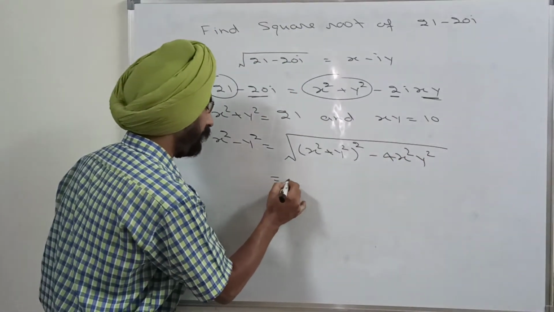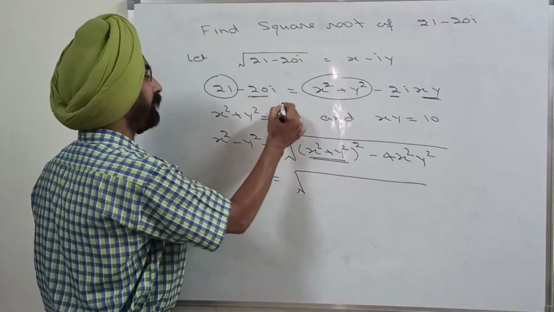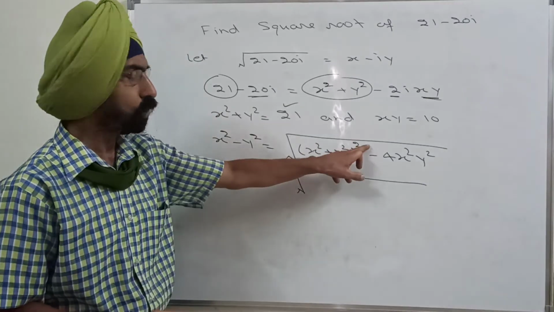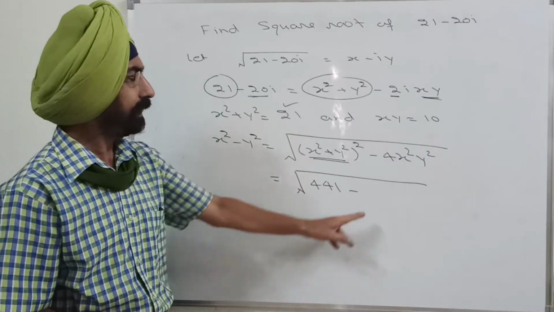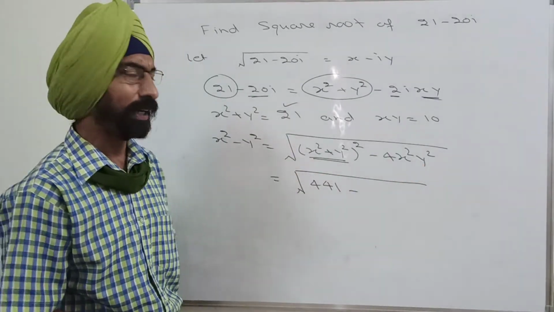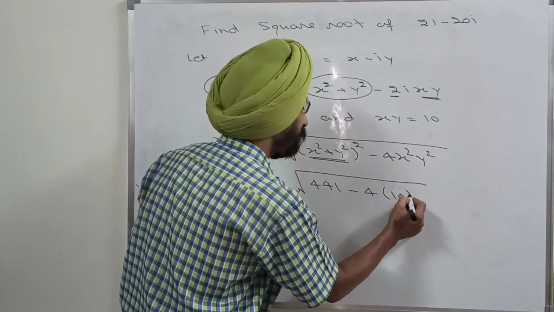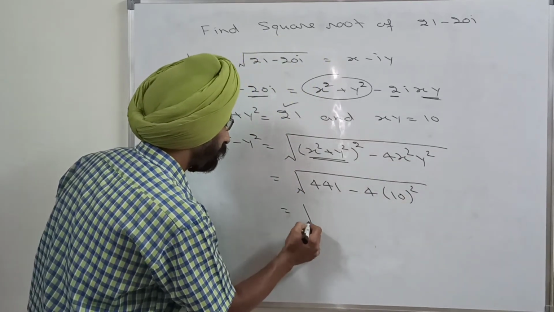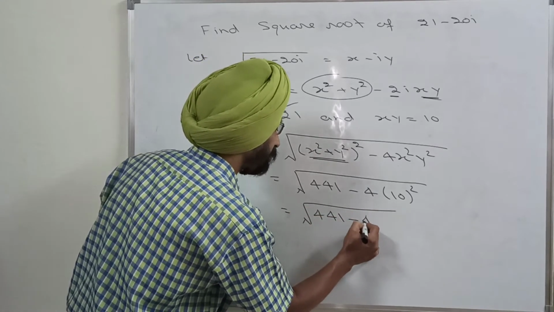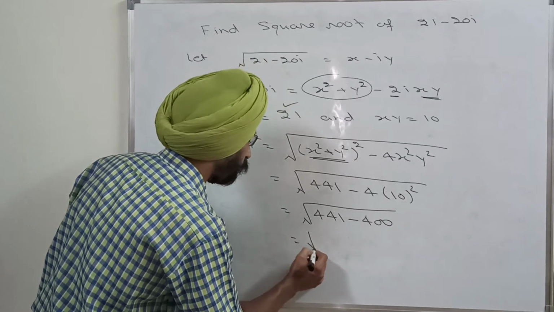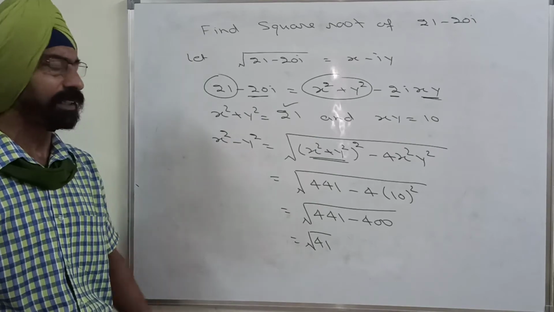So substituting the values here, square root of x square plus y square is equal to 21, and the square of 21 is 441 minus 4x square y square. So it is 4 and xy square, that means 10 square. So you are having square root 441 minus 400. So it is square root of 41. This is the value of x square minus y square.